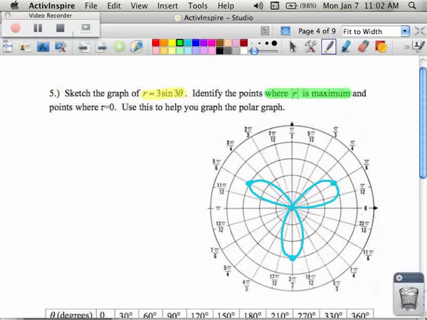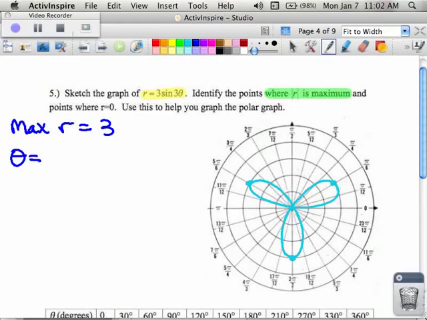3. So I know right away that my max R is equal to 3, because it says absolute value. So they don't care about signs, they just want to know how long it is. Where does this happen? When theta is equal to 0.